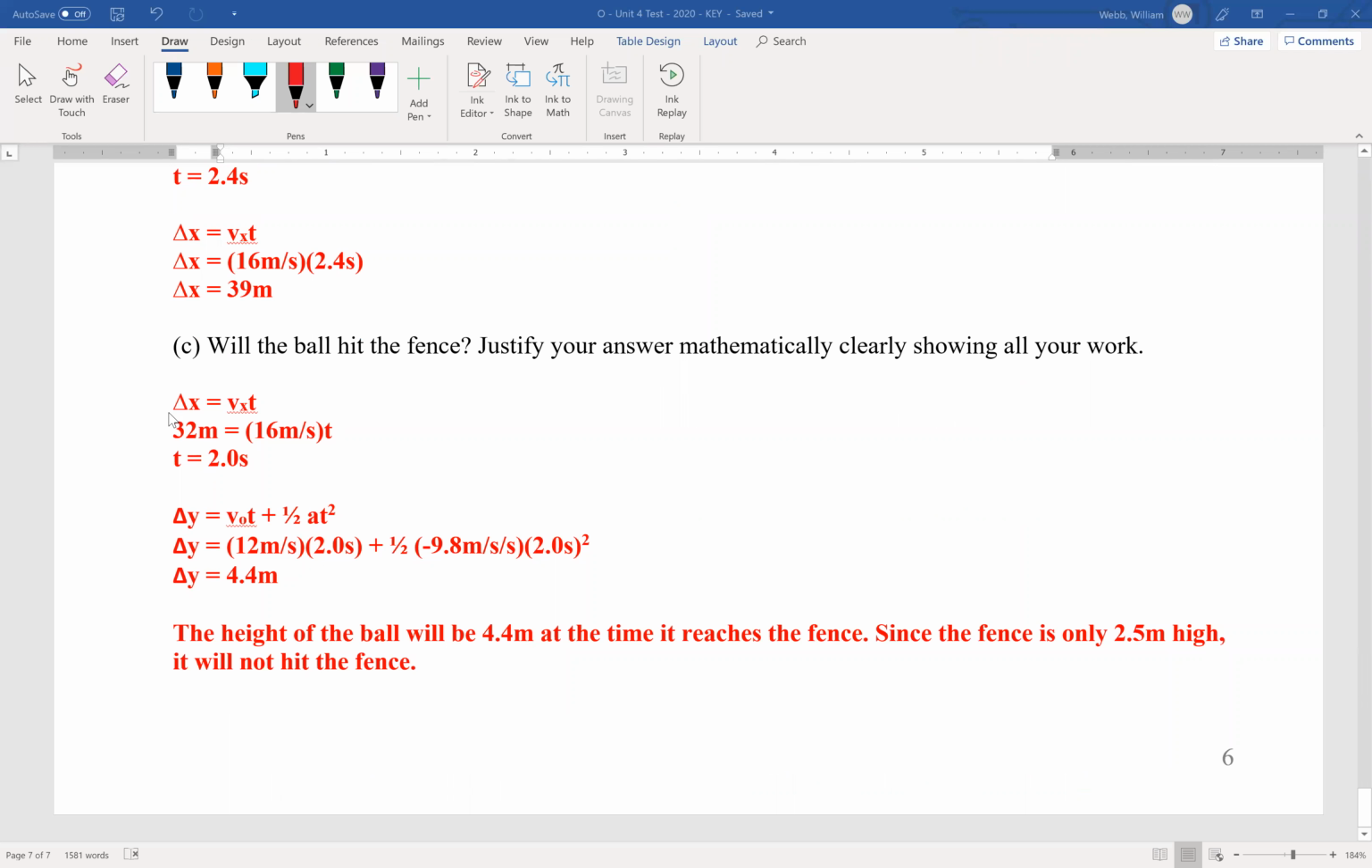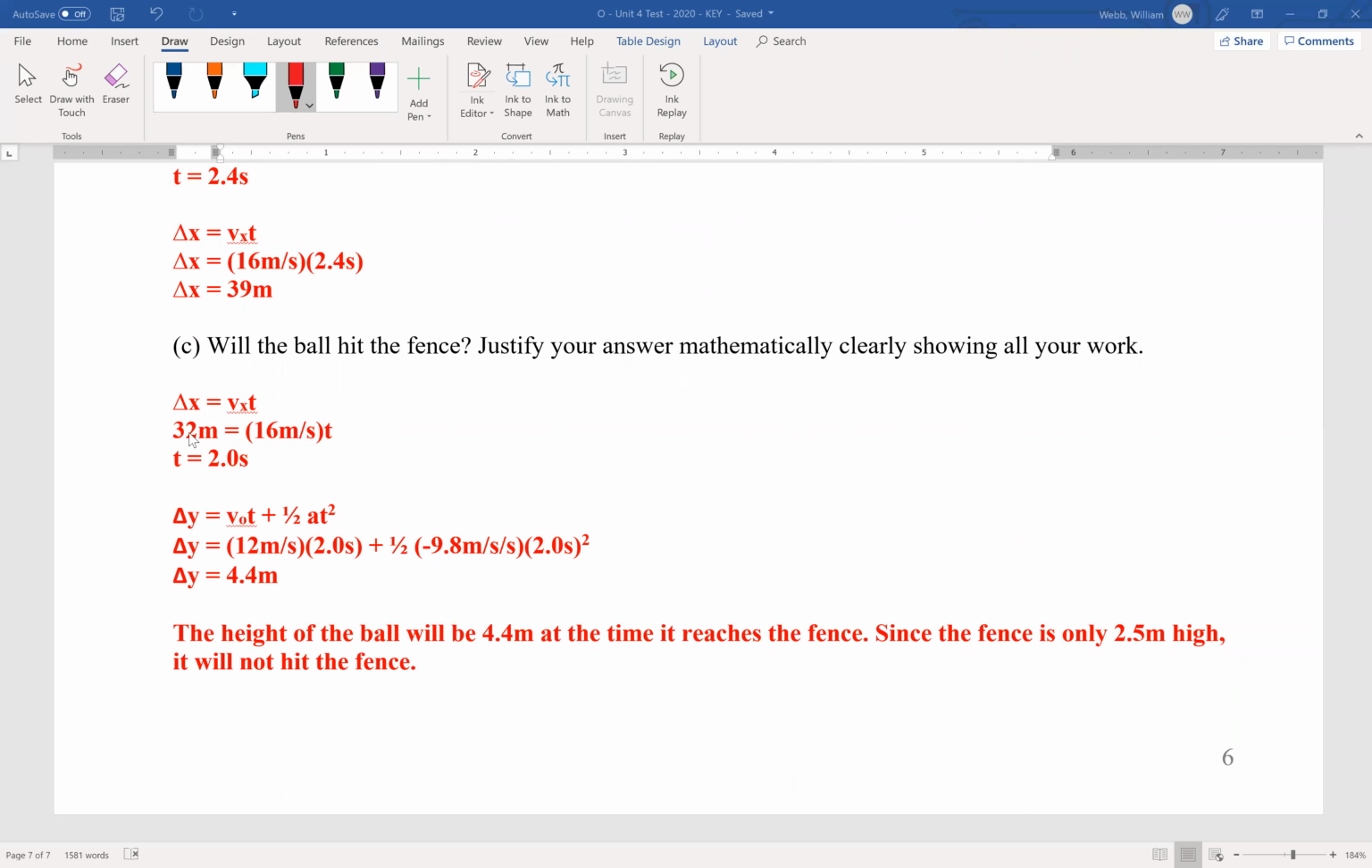So horizontally I know it's moving 32 meters, and horizontally I know it's got a velocity of 16 meters per second. And I know there's no acceleration horizontally. So the time to go 32 meters at that horizontal rate is 2 seconds. So it will have reached the wall in 2 seconds. The question then is, how high will it be in 2 seconds?